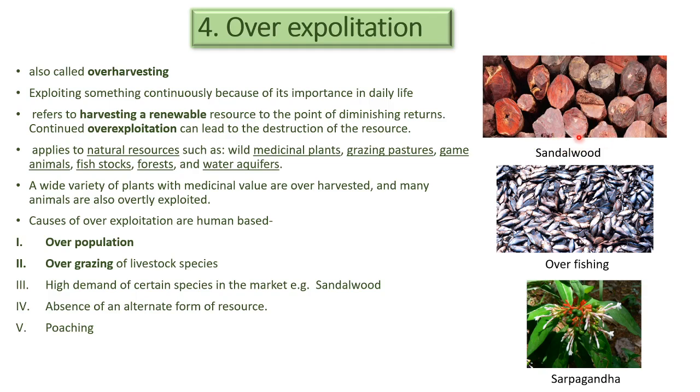Sandalwood, as we know, is known for its aroma and its importance in religious activities. Overfishing happens because of huge demand for non-vegetarian food. Sarpagandha is a plant which is of utmost importance in many diseases like hypertension.